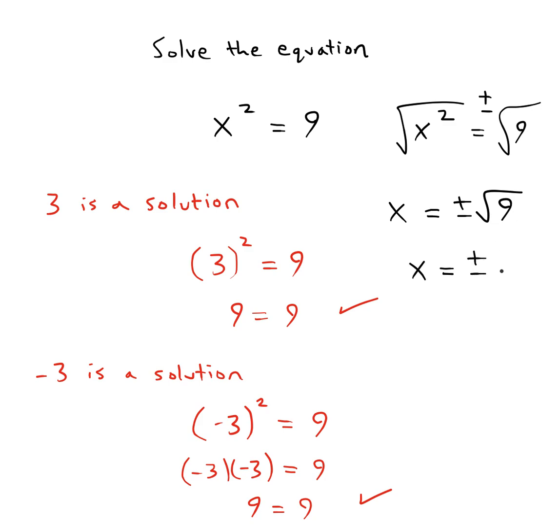And then we can do the square root of 9, which is 3. And that tells us x could be positive 3 or negative 3. That's two solutions.